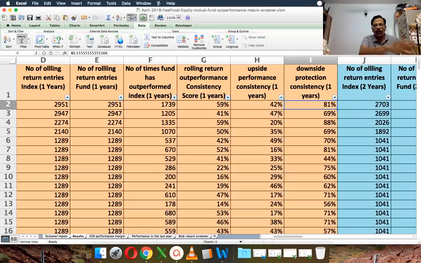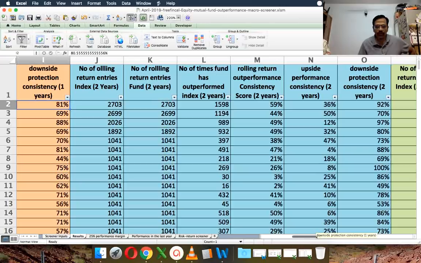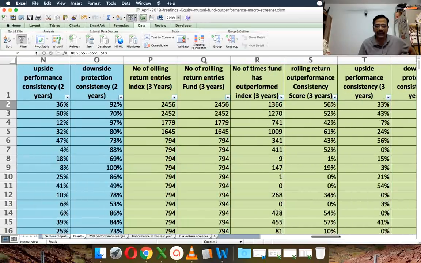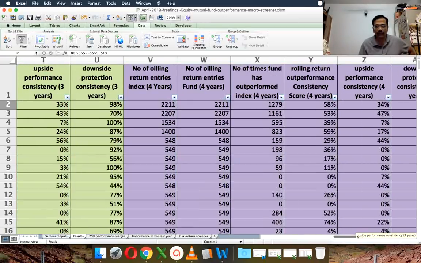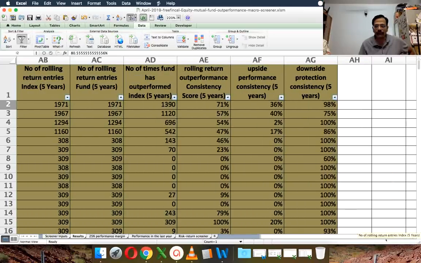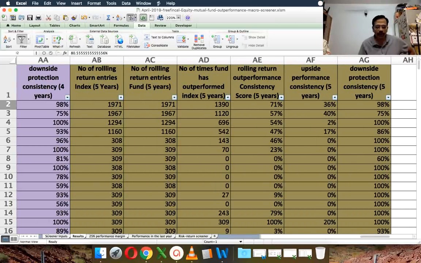So all the orange columns are for 1 year. The similar entries are there in blue columns for 2 years, green columns for 3 years, violet columns for 4 years, and brown columns for 5 years. So you can now automate this.